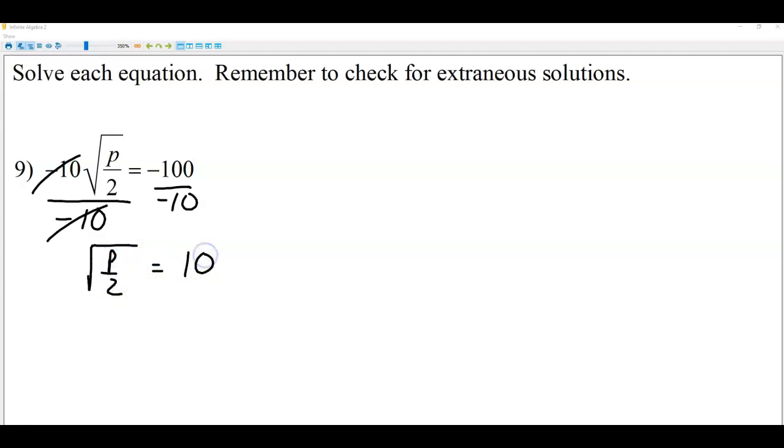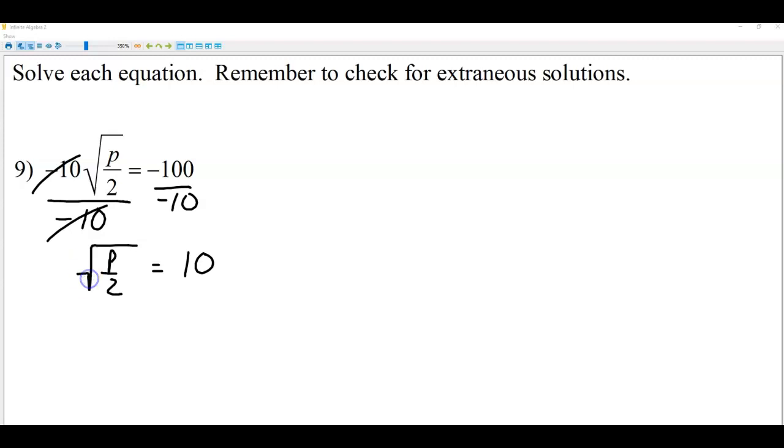And that leaves me with a positive 10. Now, just so you guys know, let's just say this was a negative right now. That would be no solution, because a square root cannot equal a negative number like that. All right, but we don't have a negative, so we can keep going.